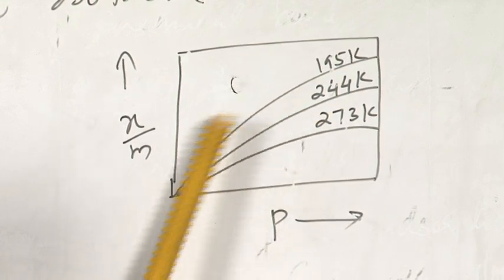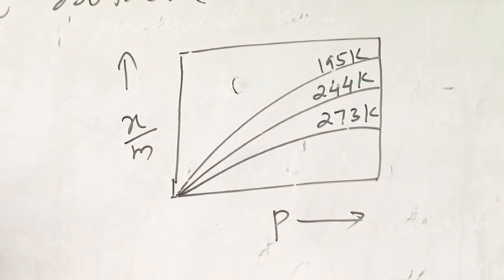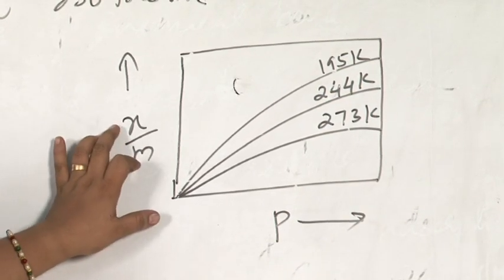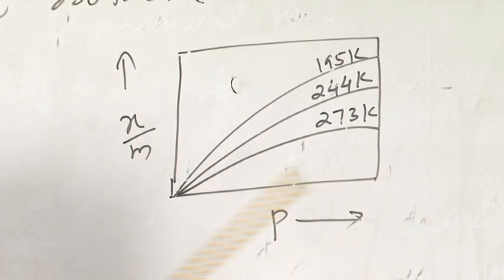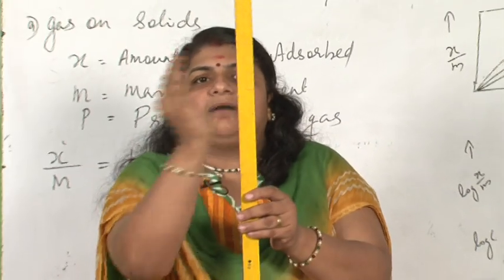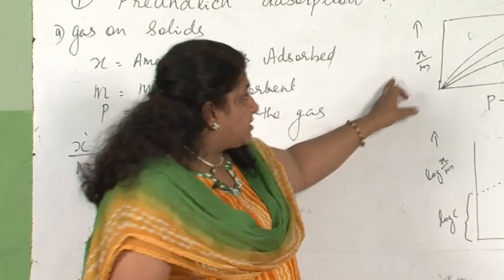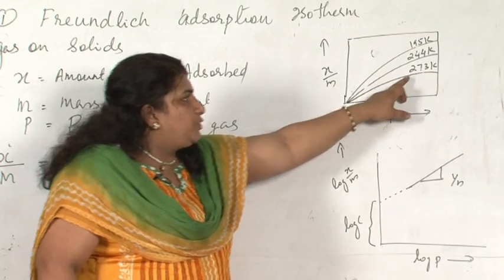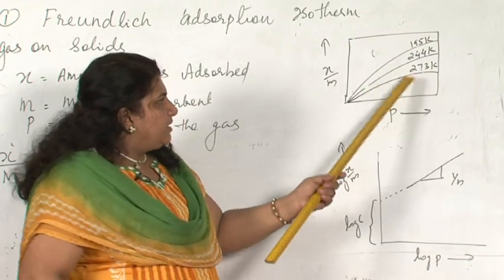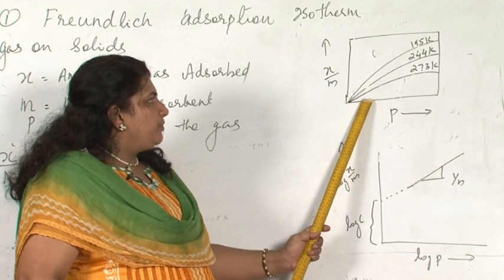These three diagrams you have to see independently. Though it is drawn together, these are three different graphs. The extent of adsorption and pressure: when we increase the pressure, naturally on the surface the gas molecules will come more and more closer. Adsorption will naturally increase. But how does the extent of adsorption vary with temperature? At 273 Kelvin, you can see the temperature is high, the amount of gas adsorbed is low.